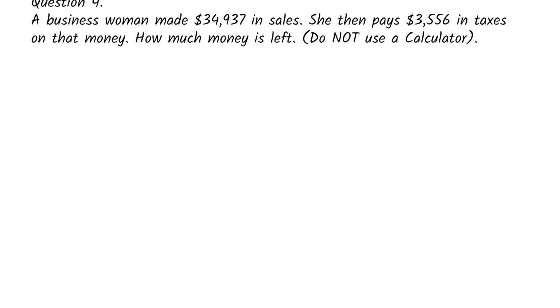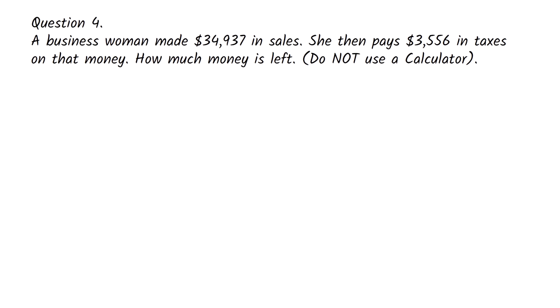Question 4. A businesswoman made $34,937 in sales. She then pays $3,556 in taxes on that money. How much money is left? Do not use a calculator. This is a typical subtraction question. Here, you are supposed to subtract the $3,556 from $34,937. Like we did in addition, you'll have to align the values from the unit column.